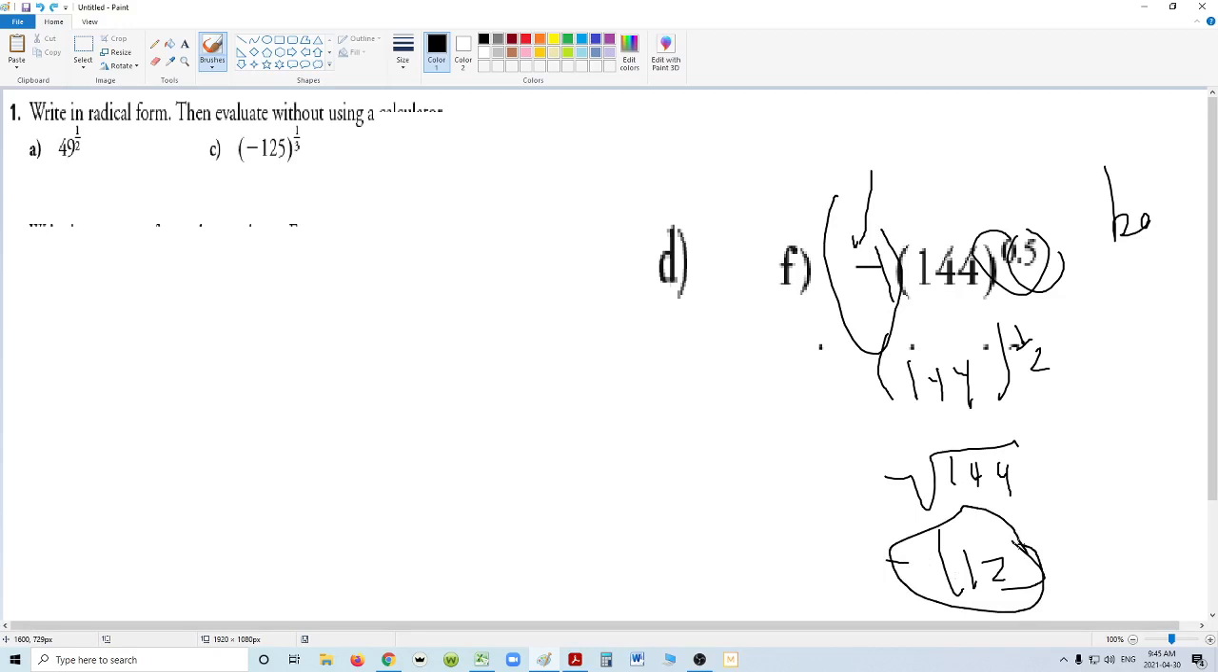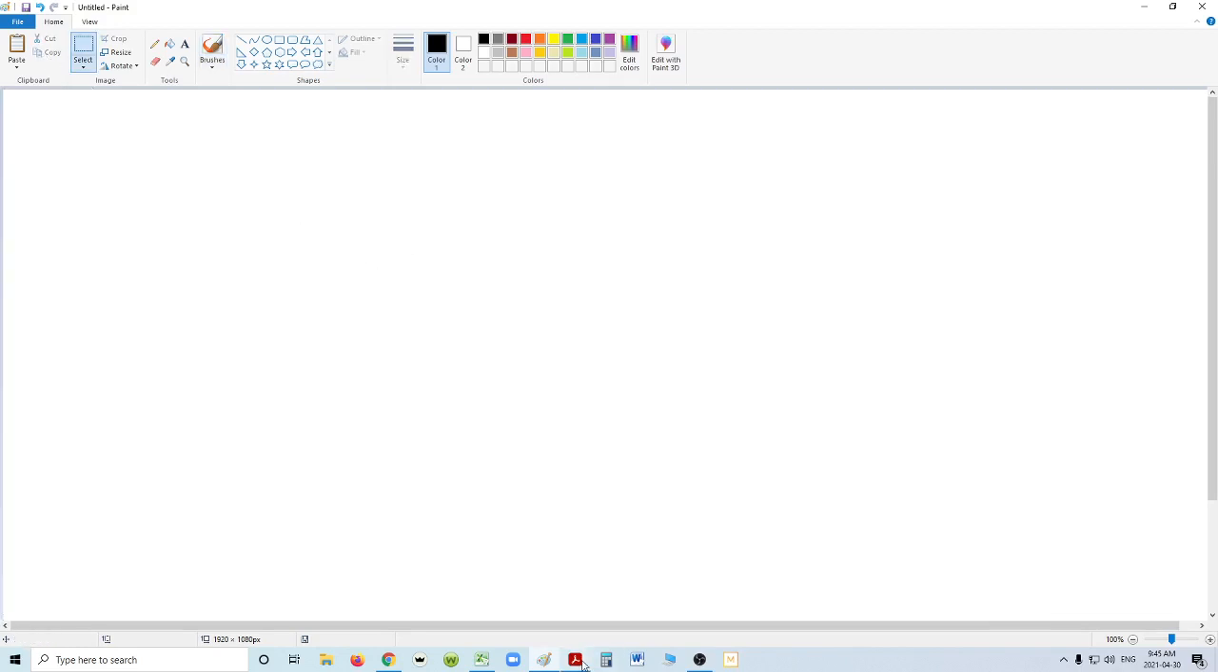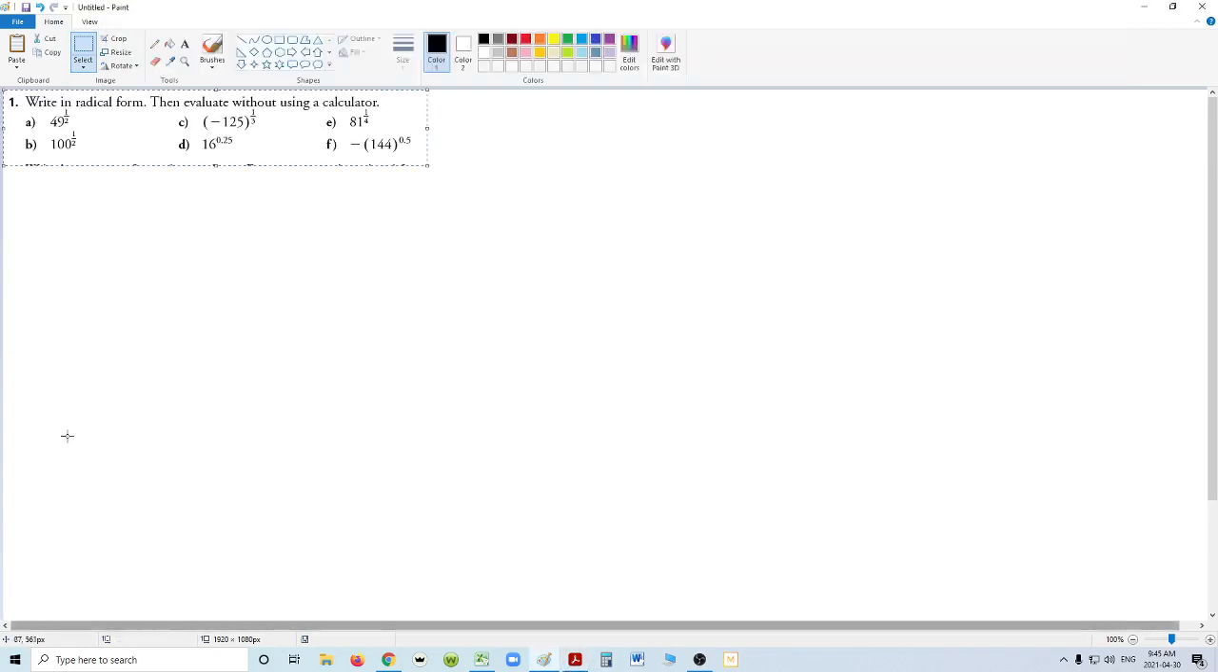So -12 is the answer. Notice that we took a square root and got a minus answer because the minus was being applied after the square root. Good. Let's see if I got number 2 in here.